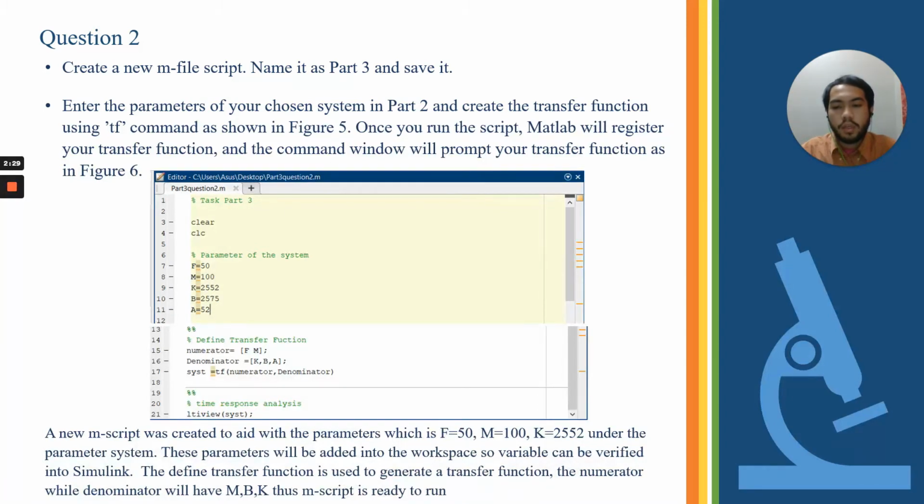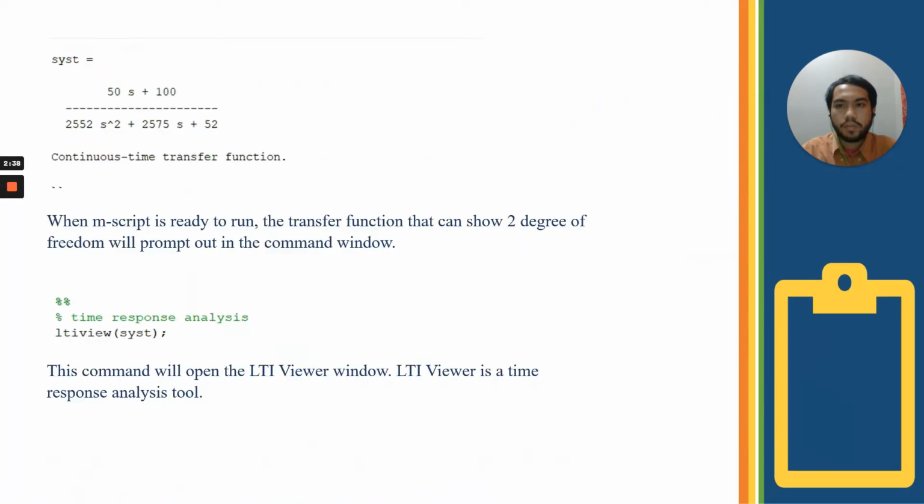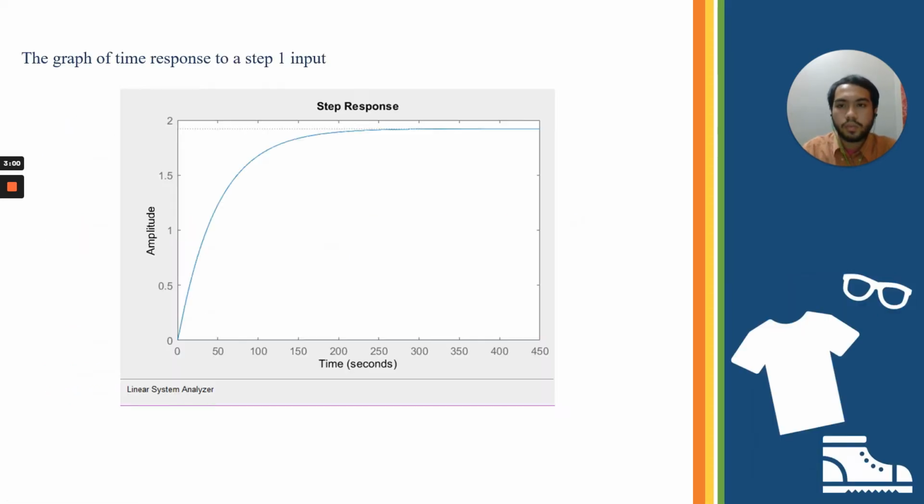So we need to define the transfer function, which is used to generate a transfer function. The numerator and the denominator will have m, b, k, thus the M script is ready to run. So this is our transfer function. When the M script is run, the transfer function that shows 2 degrees of freedom will be displayed in the command window. So this is our time response analysis. This command will open the LTI viewer window. LTI viewer is a time response analysis tool. So this is our step response graph.